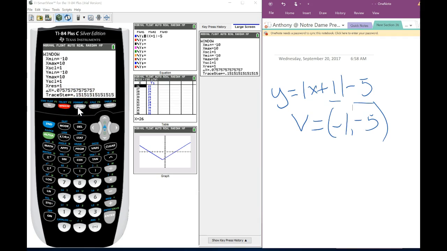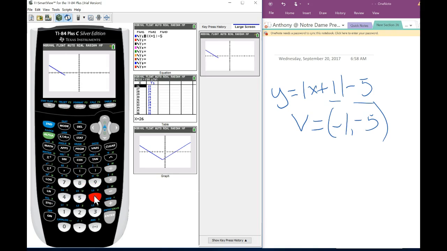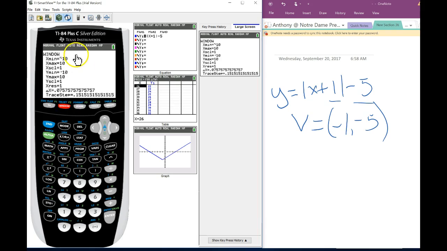If you're graphing a kind of function you don't really know anything about, there's a couple of options under the zoom menu. If you're just not sure, zoom standard is a good place to start. If you press zoom standard, it'll adjust your window so that you have just the standard window, which is from negative 10 to positive 10.